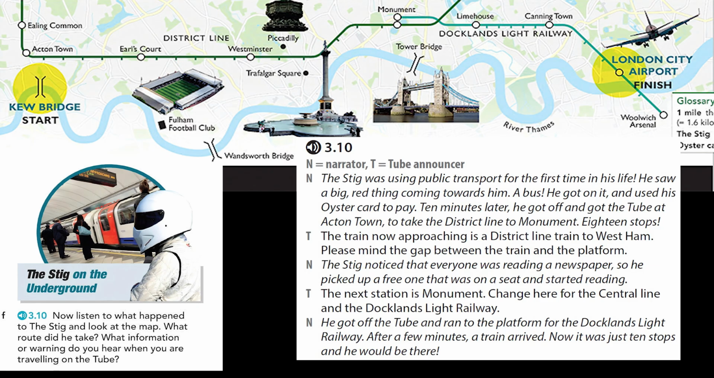18 stops. The train now approaching is a District line train to West Ham. Please mind the gap between the train and the platform. The Stig noticed that everyone was reading a newspaper, so he picked up a free one that was on a seat and started reading. The next station is Monument. Change here for the Central Line and the Docklands Light Railway.